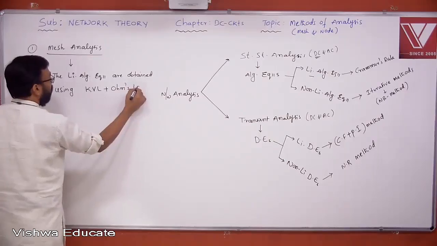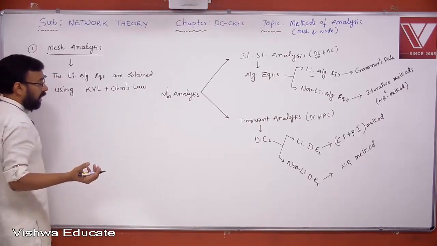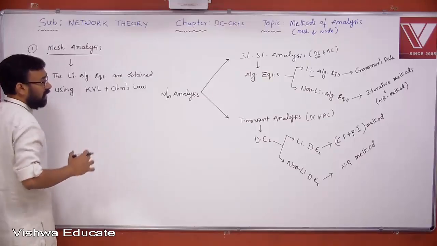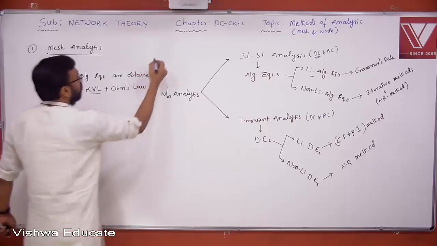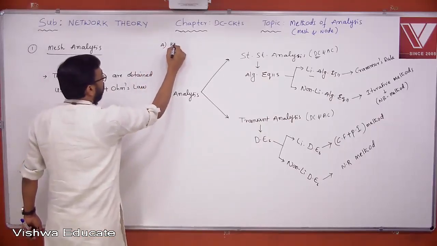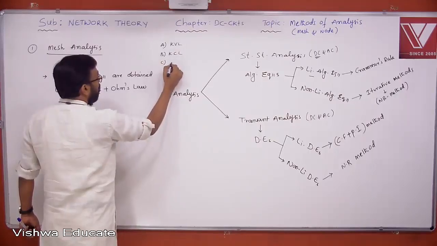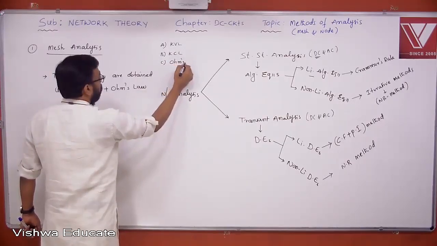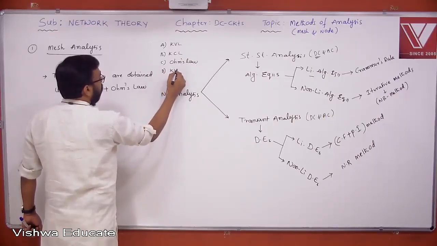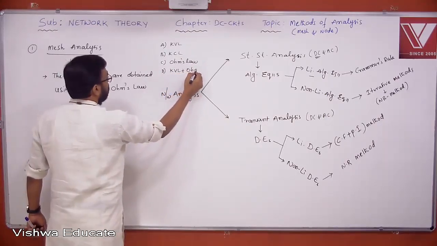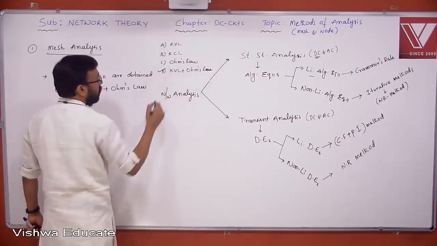Ohm's law is available by default. Without Ohm's law, you can't do anything. You cannot obtain any equation at all. That is obviously present. But what is main here? KVL. Suppose in the 4 options you are given KVL, KCL, Ohm's law, and D, KVL plus Ohm's law. What is your answer? Obviously, this is going to be your answer, right?